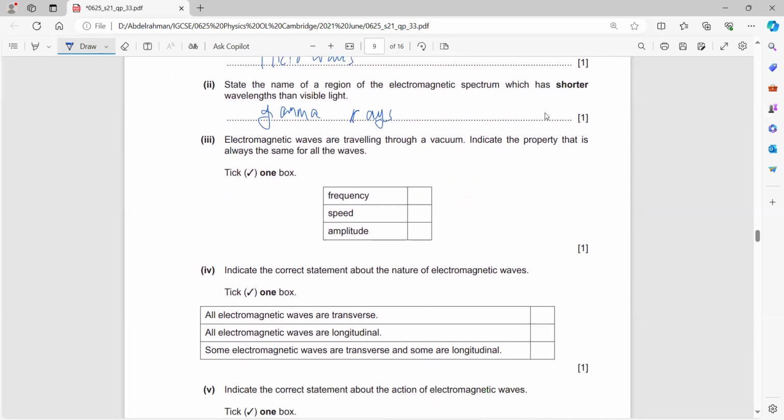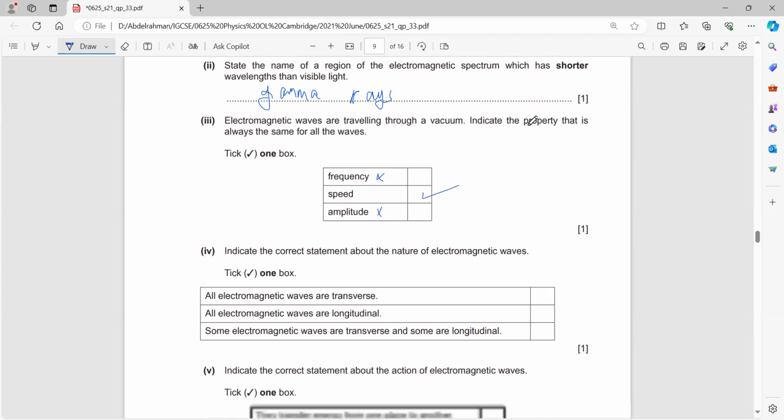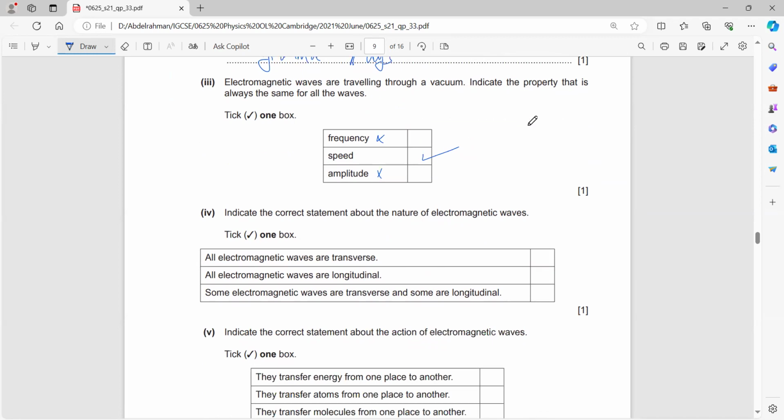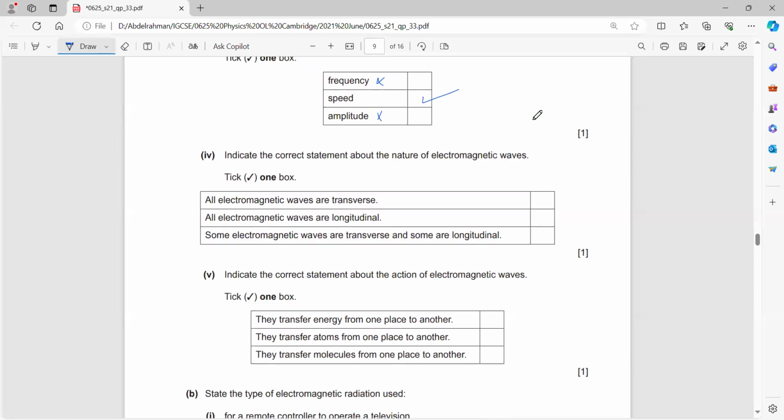Electromagnetic waves traveling through a vacuum, indicate the property that is always the same. Do they all have the same frequency? No. Do they all have the same amplitude? No. They all have the same speed. Yes, bravo. Indicate the correct statement about the nature of electromagnetic waves. They are all transverse. Yes. Longitudinal? No. Some of each? Of course not, that is very wrong. They are all transverse.